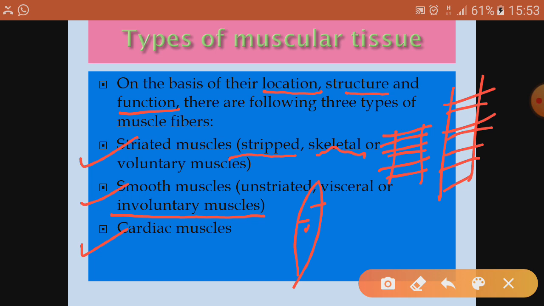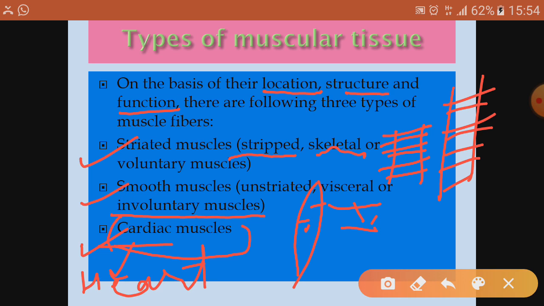Such muscles are called smooth muscles or involuntary muscles. They don't have striations, and they are also called visceral muscle. The literal meaning of visceral is internal. We say in biology visceral organs, meaning internal organs. Because this muscle is present in the internal organs, it is called visceral muscle. Then the third one, a very special muscle, is cardiac muscle. As its name signifies, it is present in the heart. It is a special muscle which is present only in the heart.